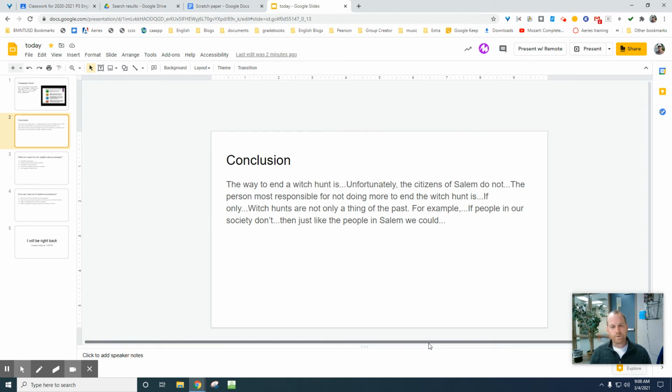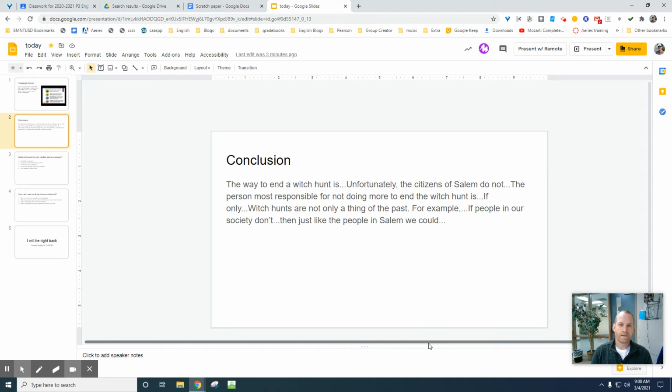So conclusions really take, especially when you're writing about a piece of fiction, the lessons learned in that piece of fiction and apply them to yourself, to society, and in this case, we're going to apply it to our contemporary time. So first off, we're going to write, the way to end a witch hunt is, right? You've been talking about what you think characters should have done, so summarize that. If you're going to put all that together, how does somebody end a witch hunt?